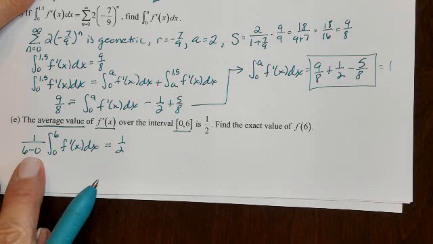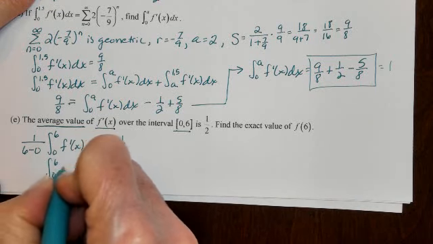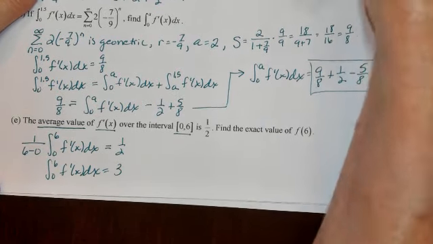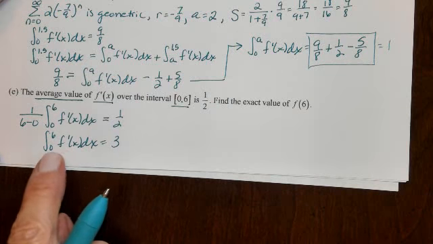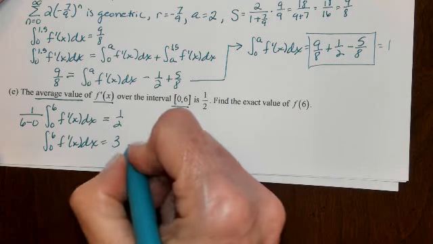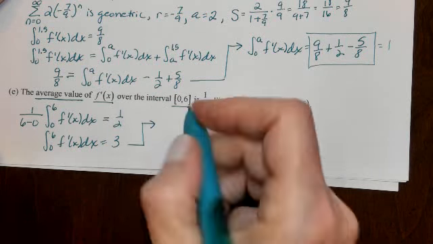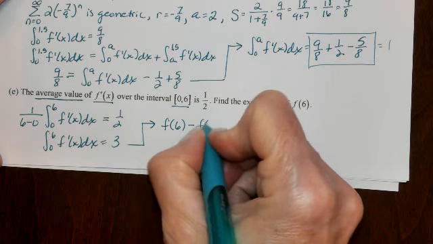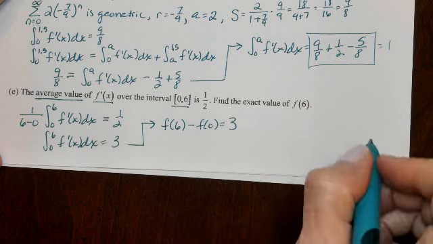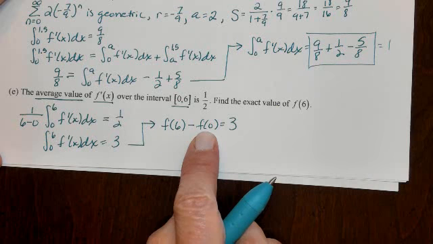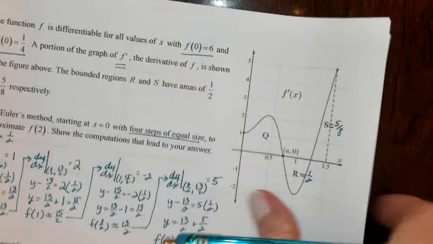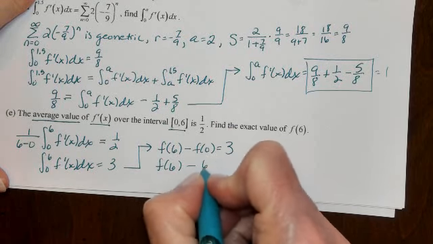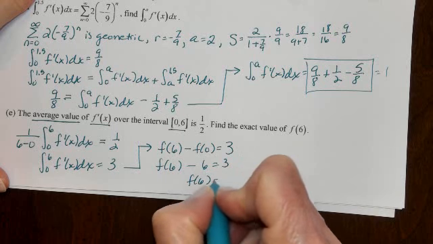If I multiply both sides by 6, I get that integral is equal to 3. And when I see the integral of f prime, I know I can just use the first fundamental theorem. Integral of f prime is just f, and we're going to evaluate that from 0 to 6, so that's f of 6 minus f of 0, and that's equal to 3. We know f of 0 is 6. That was one of our pieces of information we've been using throughout this problem. So f of 6 must be 9.